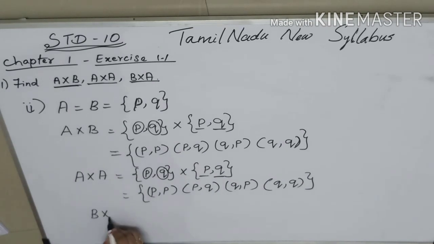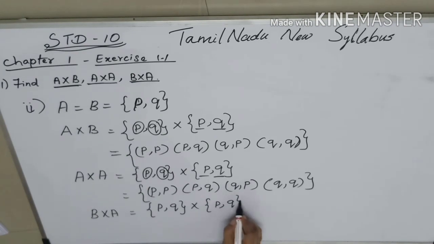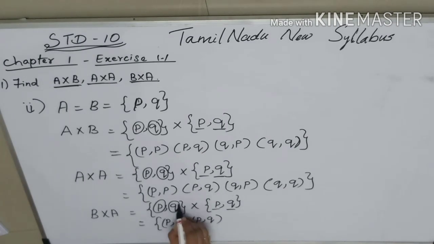The third one is B cross A. So here B is {p, q}. Again A is also {p, q}. Now writing your ordered pairs, that is your Cartesian product. So first element in B has to be joined with these two elements. So p comma p, p comma q. Then second element in B has to be joined with these two elements. So q comma p, then q comma q.